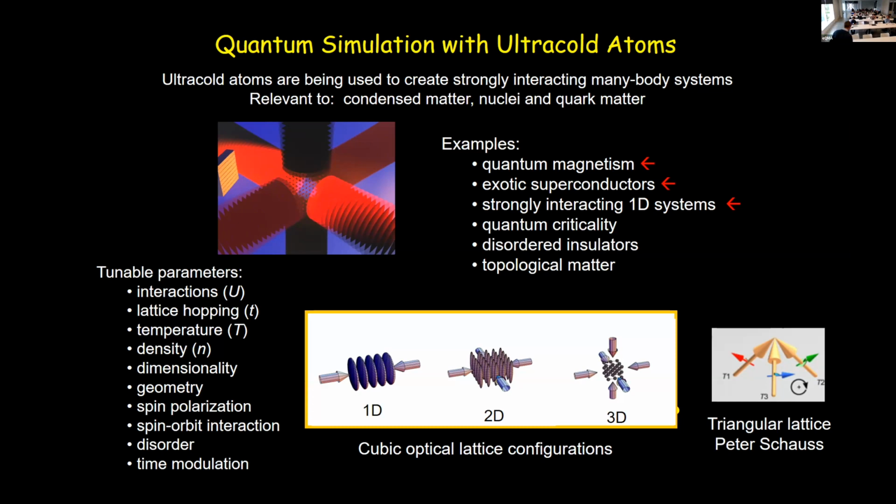There are many things that one can do with this kind of system, including quantum magnetism, and I'll talk about that very briefly. Exotic superconductivity, like the FFLO state, strongly interacting one-dimensional systems, quantum criticality, disordered insulators and topological materials, which is just a partial list. And the things with the arrows on them are things that I'm going to talk about right now.